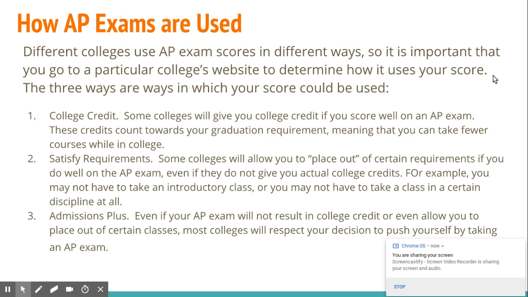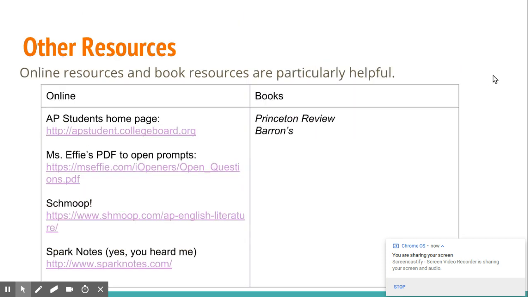The next way is another money saver, and that's to satisfy some requirements. Some colleges will actually allow you to place out of certain requirements, say out of an English comp class or an English literature class, even if they don't give you the actual college credits. So for example, you might not have to take that English 101 or literature 102. Another way in which they're used is Admissions Plus. So even if your AP exam doesn't result in college credit, a lot of colleges are going to respect your decision to push yourself by taking that exam.